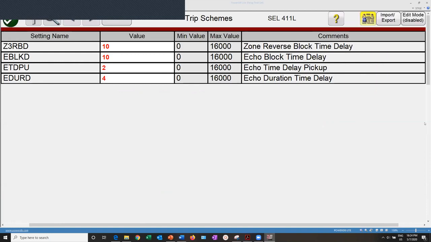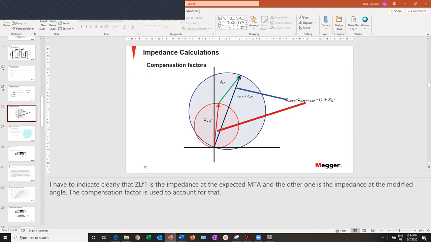All right, Abel, what is meant by loop impedances? Okay, I'm sorry, I was muted there.